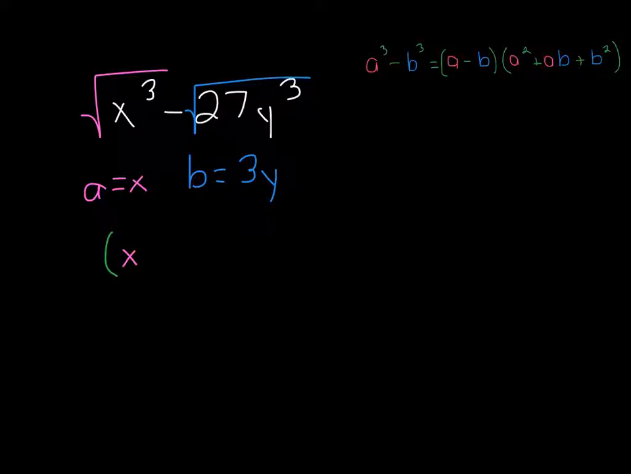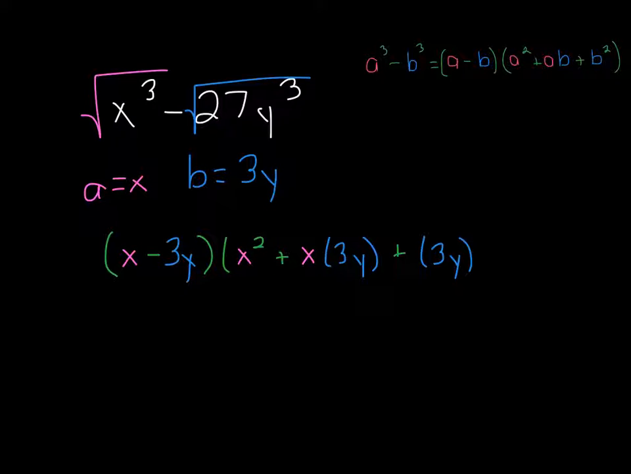A is x minus 3y. And then we have x squared plus A, which is x, times B, which is 3y, plus B squared. Now notice I put the 3y in parentheses. That's very important when you're squaring, because we need to square the whole thing, not just the y. So now let's go back and simplify.